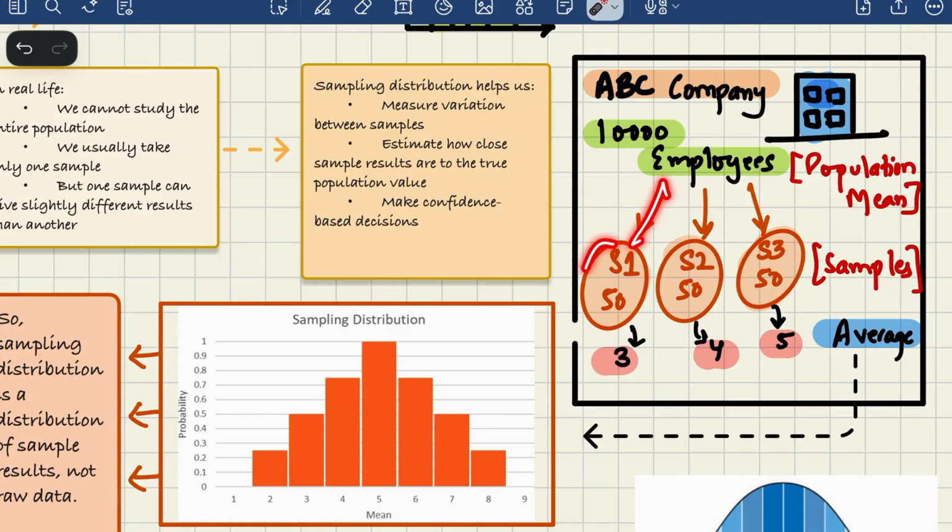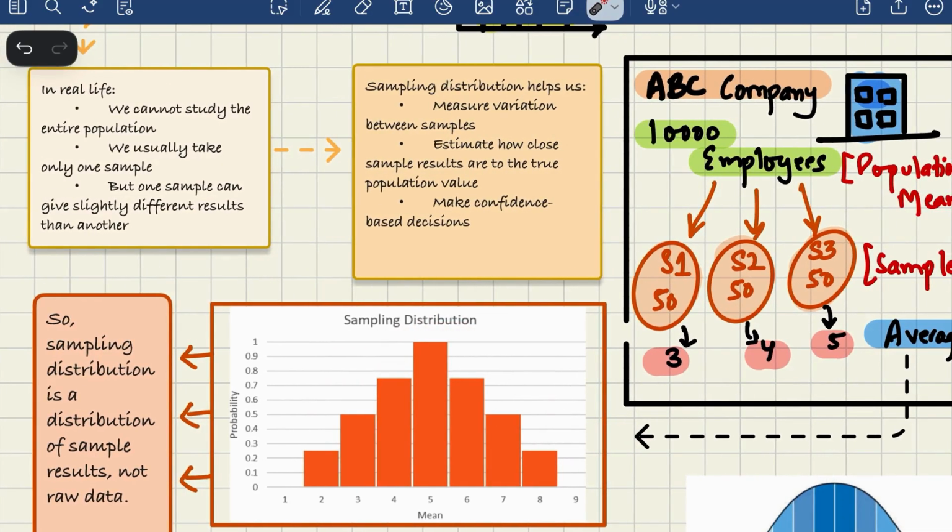So now we created different samples. Let's say we created samples of 50 employees each. There's sample 1 with 50 employees, sample 2 with 50, sample 3 with 50, and we came out with the average of these employees, right? And then we visualize the mean. So what came from our analysis is the sampling distribution.